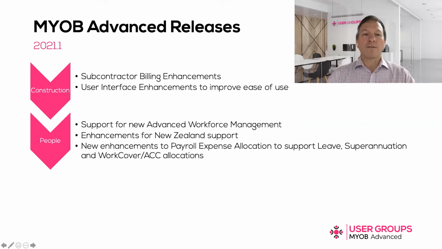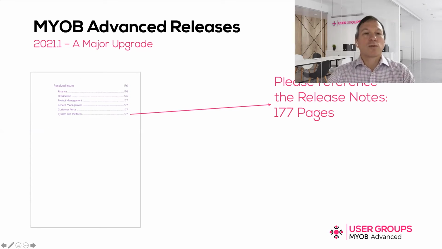Again, within advanced people, we've seen enhancements to the New Zealand support and a big benefit of enhancements around payroll expense allocations, which will now support the allocation of leave, superannuation, work cover, and ACC as well. For those of you that have been asking for that, you'll very much appreciate that change. Of course, 2021.1 is a major upgrade, 177 pages worth of release notes there, so some light bedtime reading for those of you that want to get into the detail.